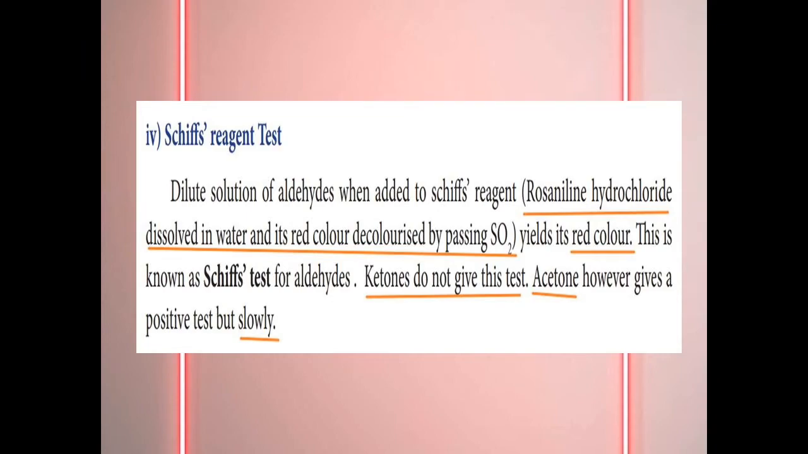Schiff reagent test. What does Schiff reagent mean? Rosaniline hydrochloride dissolved in water, whose red color is decolorized by passing sulfur dioxide. What does that mean? Rosaniline hydrochloride, when dissolved in water, first gives a red color. After passing sulfur dioxide, the red color is decolorized. This is called Schiff reagent. When Schiff reagent is treated with an aldehyde solution, it again gives the red color. This is the Schiff test for aldehyde. Among ketones, acetone only slowly gives a positive test, but all other ketones do not give a result for this test.